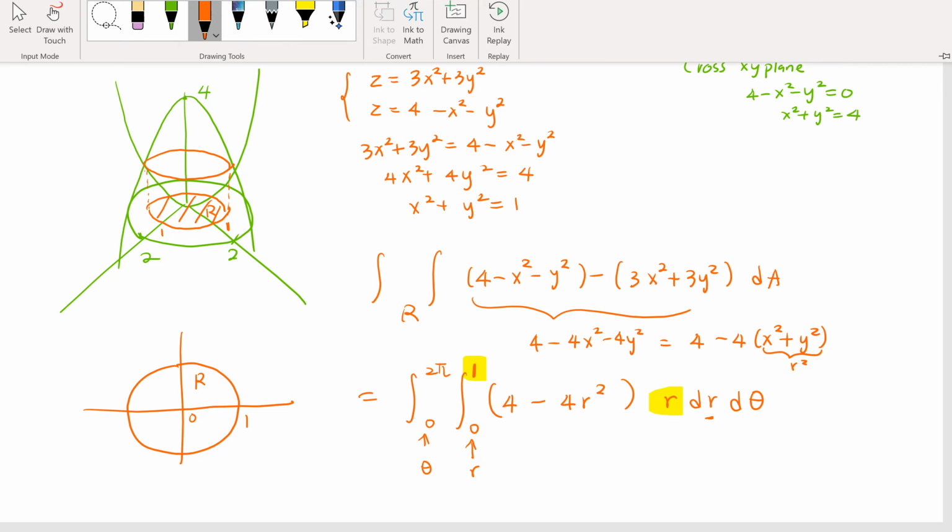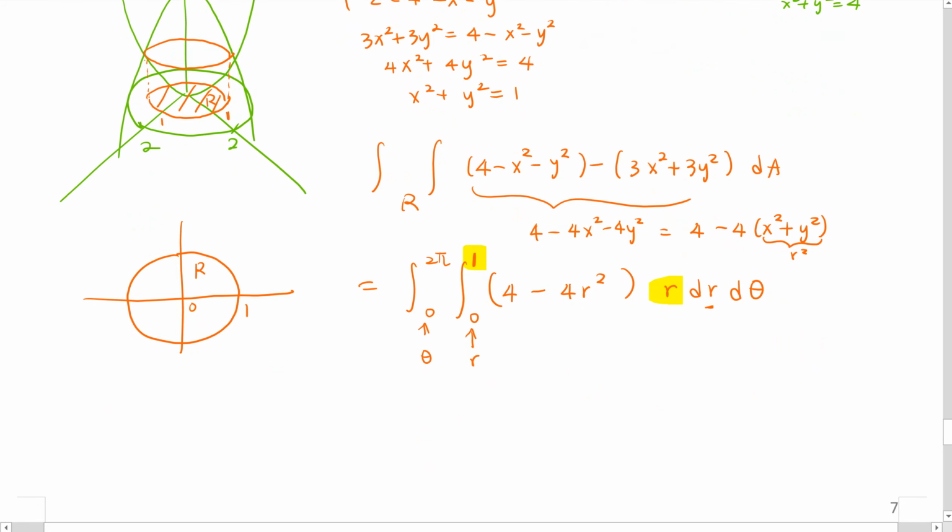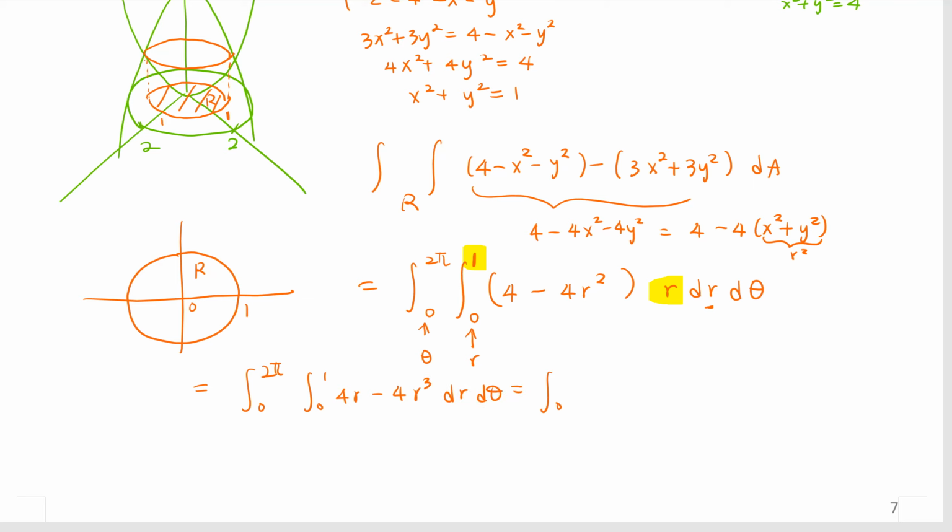Alright, let's continue and evaluate the integral. We don't have a product rule or quotient rule, so we should distribute it. Then we have the integral of 4r minus 4r cubed dr d theta. The integral of 4r is 4 r squared over 2, which is 2r squared, and 4r cubed gives r to the 4 over 4, the 4 cancels, so r to the 4th, from 0 to 1, d theta.